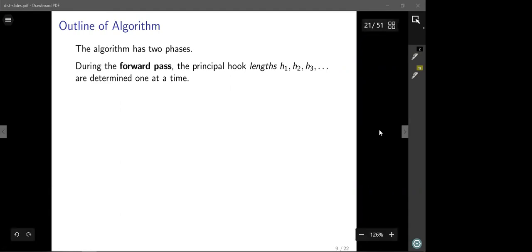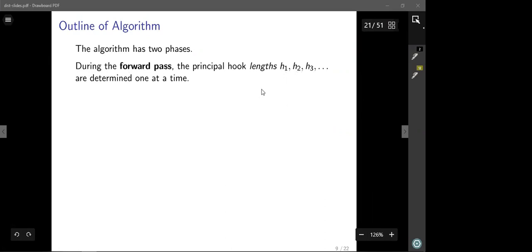So remember, what's the algorithm? I'm talking with somebody who's got a secret partition, and I'm trying to figure out what partition it is. So I'm not going to figure it all at once. I'm going to ask various queries, and figure out partial information and piece it together. So the first part of my algorithm is what I call a forward pass, and I'm going to figure out what the principal hook lengths H1, H2, and H3 are one at a time.